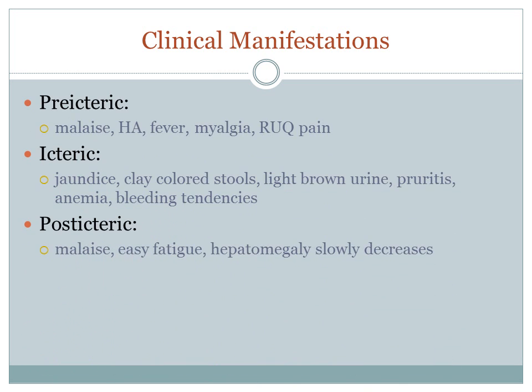So manifestations present in 3 separate phases: pre-icteric, icteric, and post-icteric. In the pre-icteric phase, we have the constitutional symptoms and perhaps some right upper quadrant pain. In the icteric phase, this is where we have the jaundice that creates the clay-colored stools, the discolored urine, the itchiness, the anemia, and bleeding, clotting disorders. And post-icterically, we go back to the malaise, and that hepatomegaly slowly diminishes.